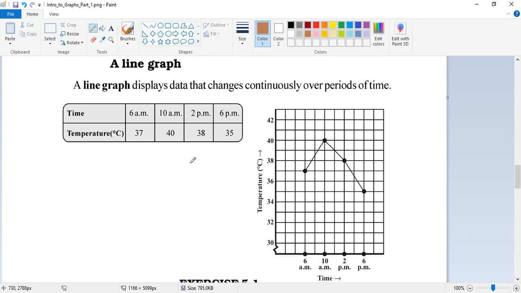So you see this kind of a table is represented in a line graph. You have written the time on the x-axis and temperature on the y-axis, 6 a.m. to 6 p.m. So 6 a.m., 10 a.m., 2 p.m., 6 p.m. we have written down, okay. Then for 6 a.m. it is 37. So you mark it, okay. For 10 a.m. it is 40. And for 2 p.m. it is 38. And for 6 p.m. it is 35.